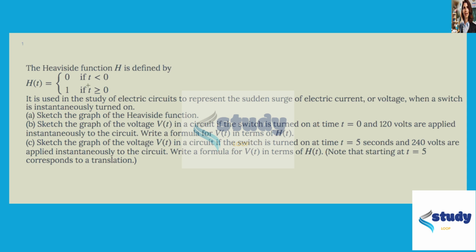So it looks like when time is less than 0, this is turned off, but then right when time is 0, this turns on to 1. Let me just show you what this looks like. Here is H, and here is t. We have H equals 0 for t less than 0, and so we'll have that there. And then when t equals 0, this is turned on.